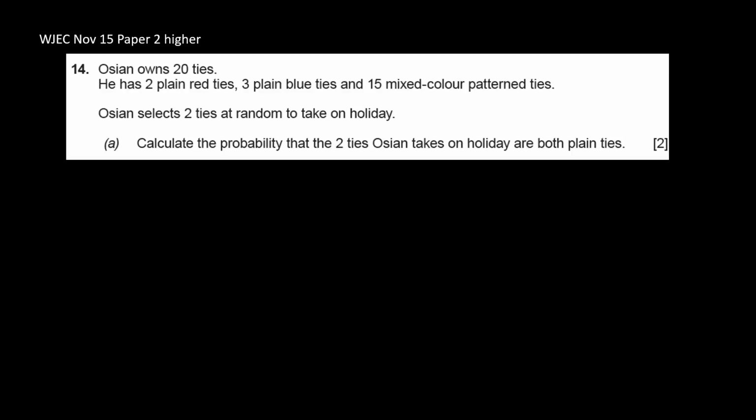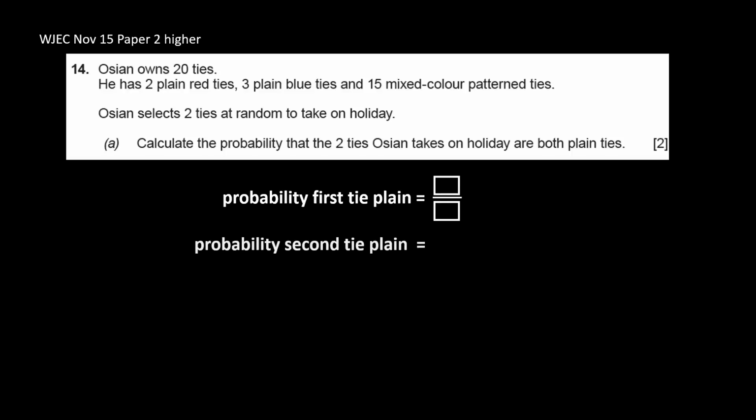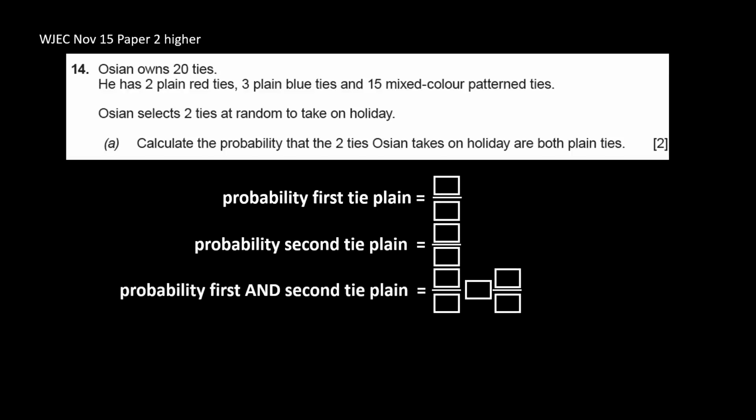You might note that this is off a calculator paper, WJEC, November 15, up there. If you think you can have a go, press pause and give it a go. If you want a little bit of a framework to fill in, hold on and I shall put that up. So if you can do it, press pause. If not, here's a little help. Work out the probability of the first tie being plain, then the second tie, and then you do something with those fractions to get your answer. So see if you can fill those in. Press pause, give it a go.